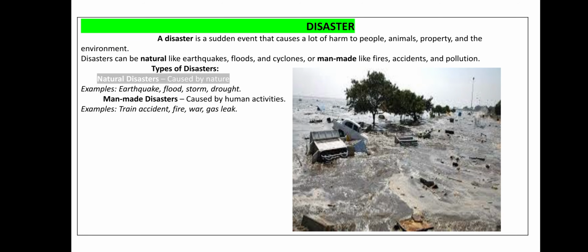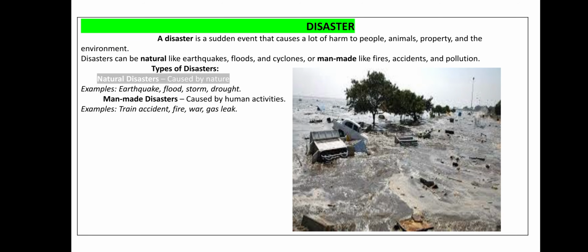तो इससे जानवरों को, इंसानों को और जो भी हमारा इंफ्रास्ट्रक्चर है, एनवायरनमेंट है, इस सबको लॉस होता है, इफेक्ट पड़ता है। Disaster can be natural like earthquake, कुछ डिजास्टर नेचुरल भी हो सकते हैं लाइक अर्थक्वेक है, फ्लड है, बाढ़ है, साइक्लोन्स है, और कुछ मैन मेड भी हो सकते हैं लाइक फायर्स है, एक्सीडेंट्स है, पॉल्यूशन है। नेचुरल डिजास्टर मीन्स कॉज्ड बाय नेचर, जो नेचर से होते हैं, एक अर्थक्वेक, फ्लड, स्टॉर्म, ड्रॉट, सूखा पड़ गया, तूफान आ गया, बाढ़ आ गई, भूकंप आ गया। These come under the category of natural disasters.